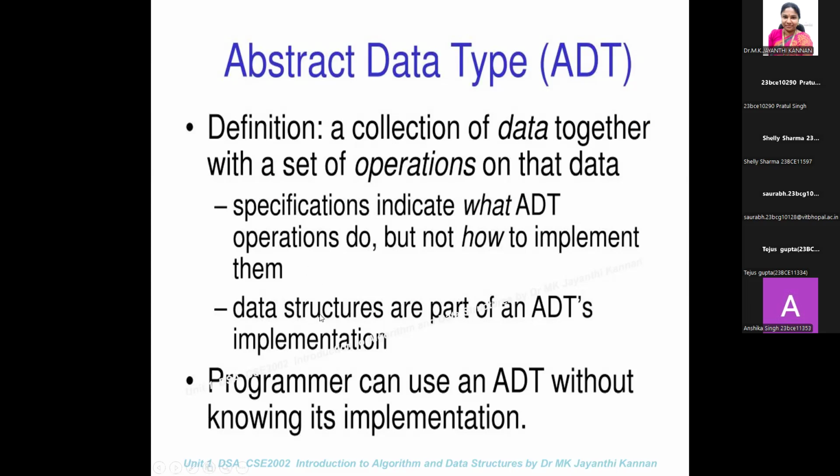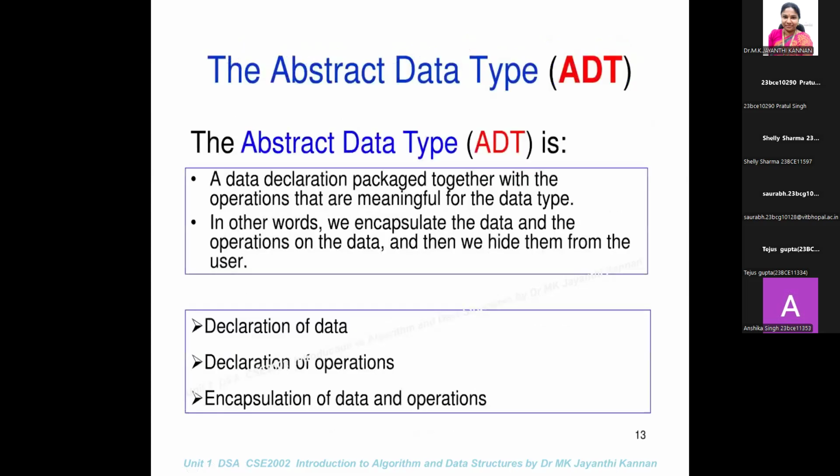In the same way, data structures are part of the abstract data type implementation. A programmer can use an ADT without knowing the implementation. The programmer need not understand how the operations are represented, and just by knowing the logic, they can perform the task. The abstract data type is a data declaration package together with the operations that are meaningful for the data type. The ADT available in C is different, C++ is different, Python is different, Java is different.